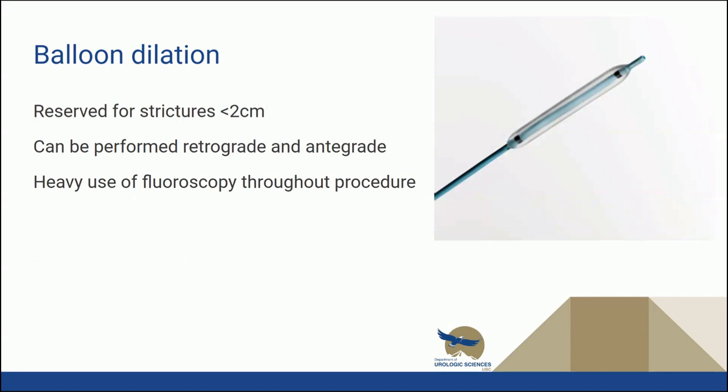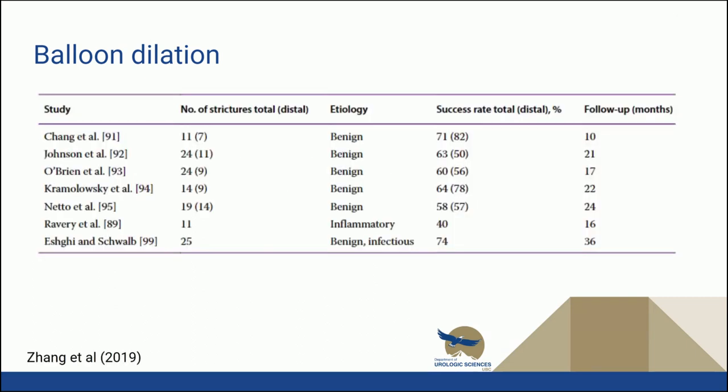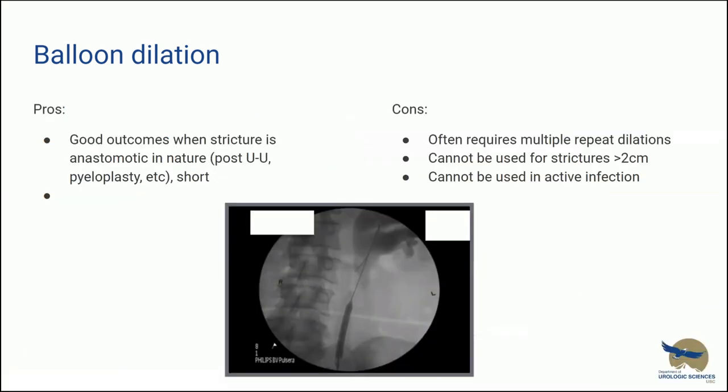Balloon dilation is also another way to manage strictures. It's usually reserved for shorter strictures, less than 2 centimeters, and they can be performed both retrograde and antegrade. There's variable success rate, anywhere from 40 to 74%, depending on the etiology of the stricture, with benign strictures having slightly better success, approaching about 60 to 70%. There's good outcomes when the stricture is anastomotic in nature, usually when there's good perfusion, non-irradiated tissue.